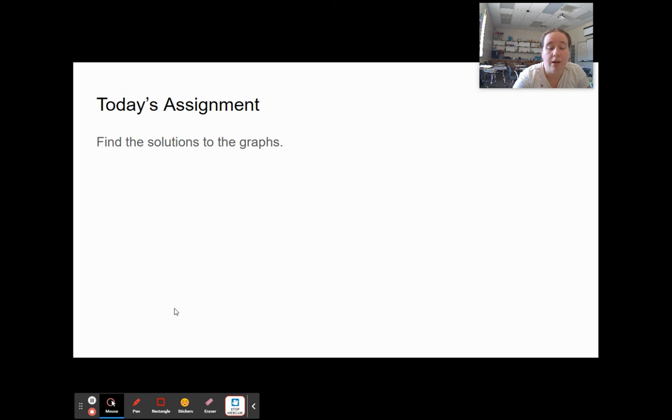The lesson was pretty short today, so today's assignment is find the solutions to the graph. There will either be 0, 1, or 2 solutions. You're going to write x equals and whatever numbers it crosses at. The answer key will be on the board for you to check your answers and then get that turned in, and then you're good to go.